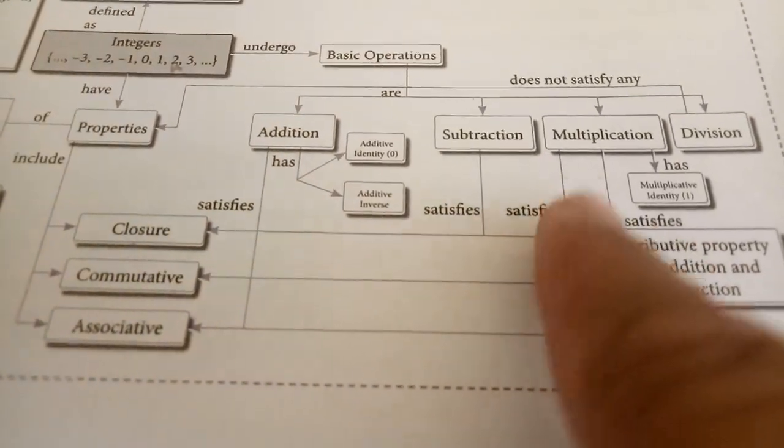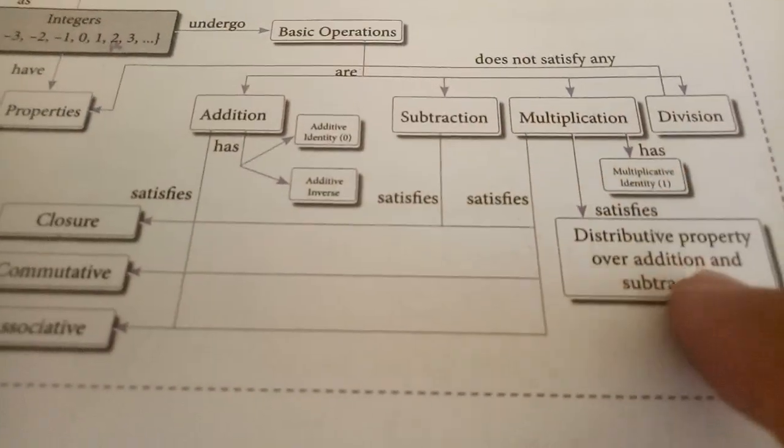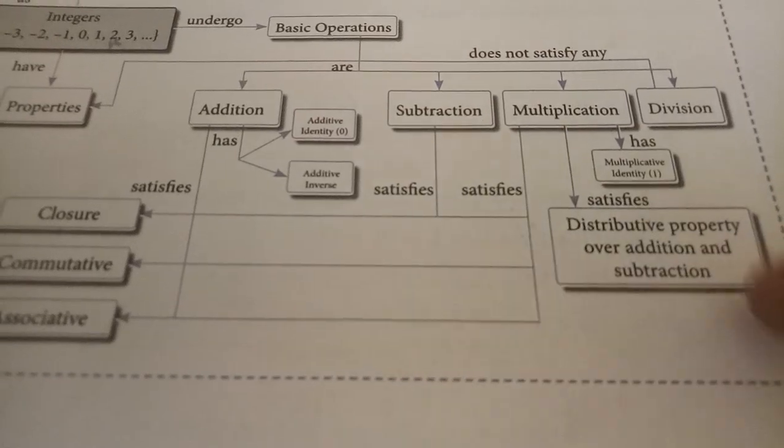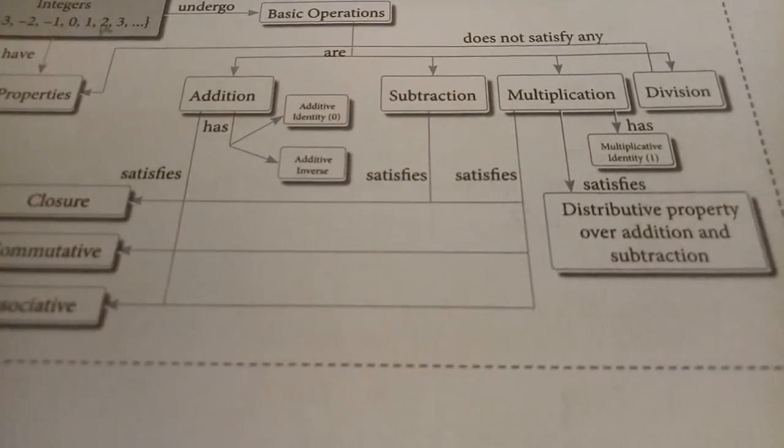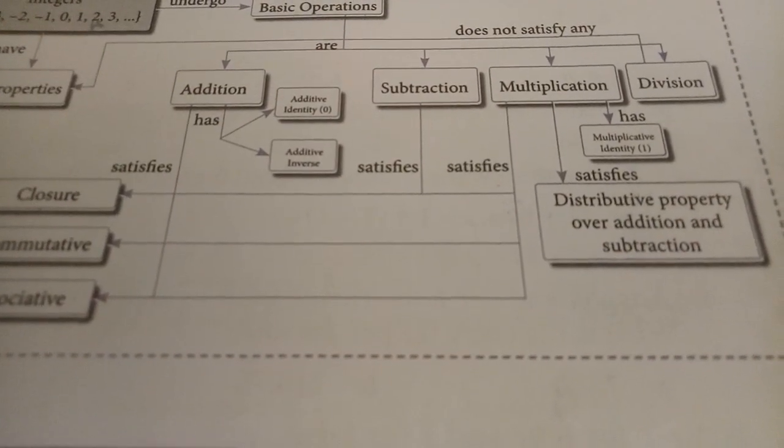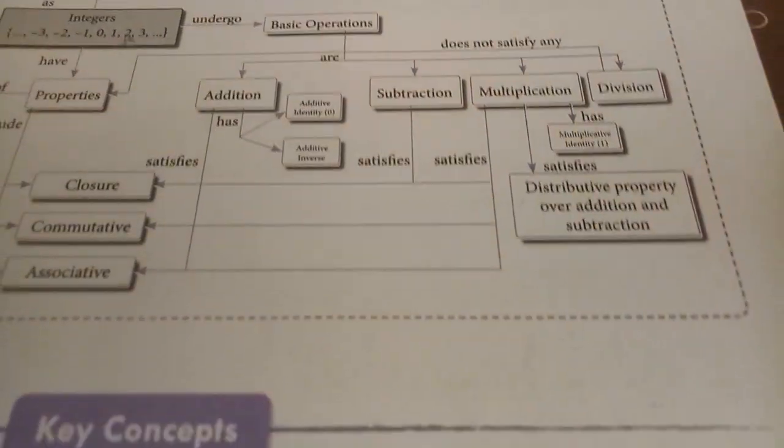Subtraction does not satisfy these. Multiplication has the multiplicative identity 1. The distributive property: a multiplied by b plus c is equal to a multiplied by b plus a multiplied by c. This does not hold for subtraction and division.